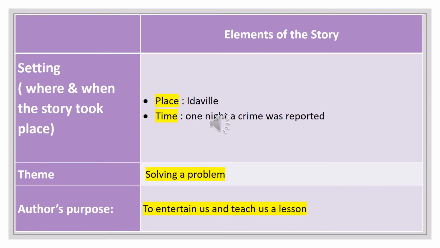The setting of this story: when and where. Place: it happened in Idaville. Time: one night a crime was reported. Theme of this story, the main idea: solving a problem, because it talks about the crime solver Encyclopedia Brown. Author's purpose: entertain us and teach us a lesson.